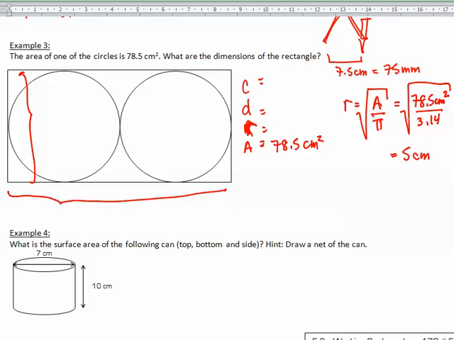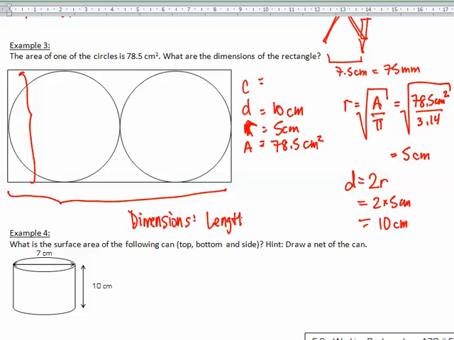Diameter is equal to 2 times the radius. So 2 times 5 centimeters is equal to 10 centimeters. So my diameter is 10 centimeters. Given the dimensions of this rectangle, the length is 2 diameters long. So that is 2 times 10 centimeters equals 20 centimeters. The height of this rectangle is 1 diameter, and that is 10 centimeters. So the dimensions of this rectangle are 20 centimeters by 10 centimeters.